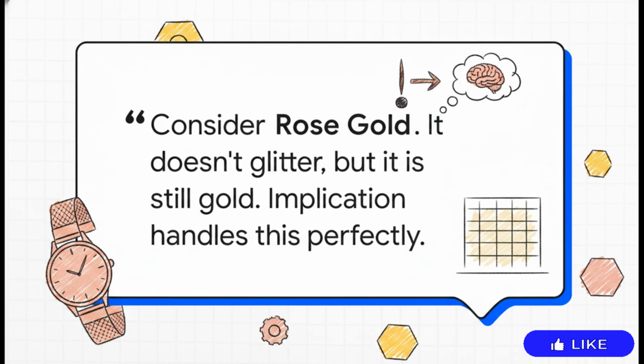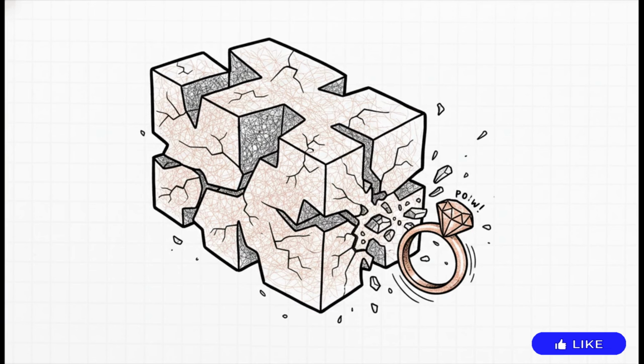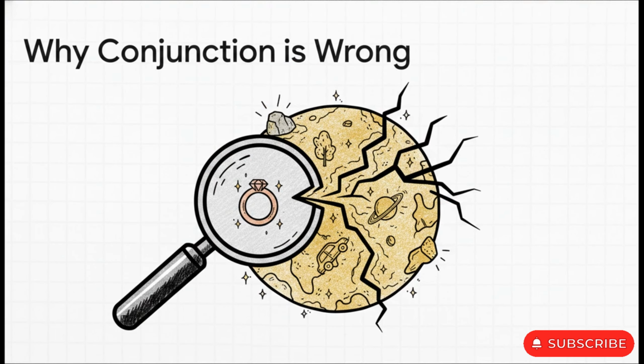The logic holds up. Okay, so now let's look at the other option, conjunction, the and statement, and see how it completely falls apart when we give it the exact same rose gold test. See, the and statement is just way too strict. By claiming that for all X, X glitters and X is gold, it's making this wild, absurd claim that everything in the universe, every rock, every planet, you, me, both glitters and is gold.